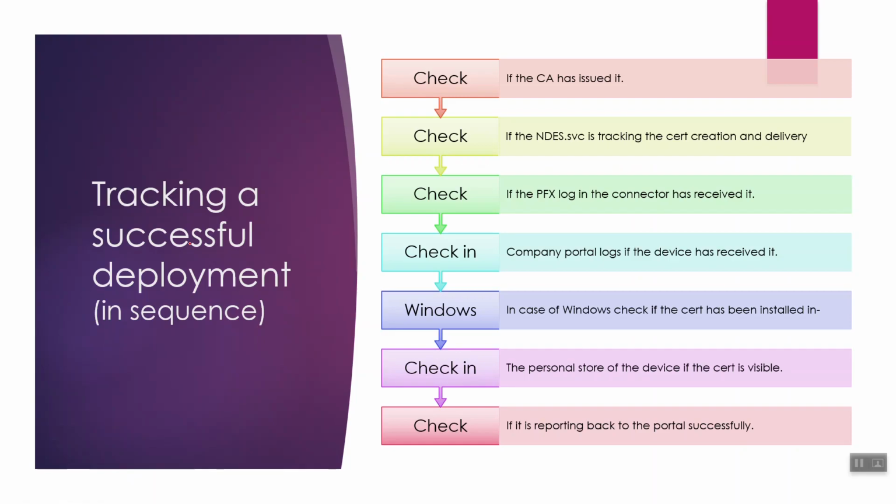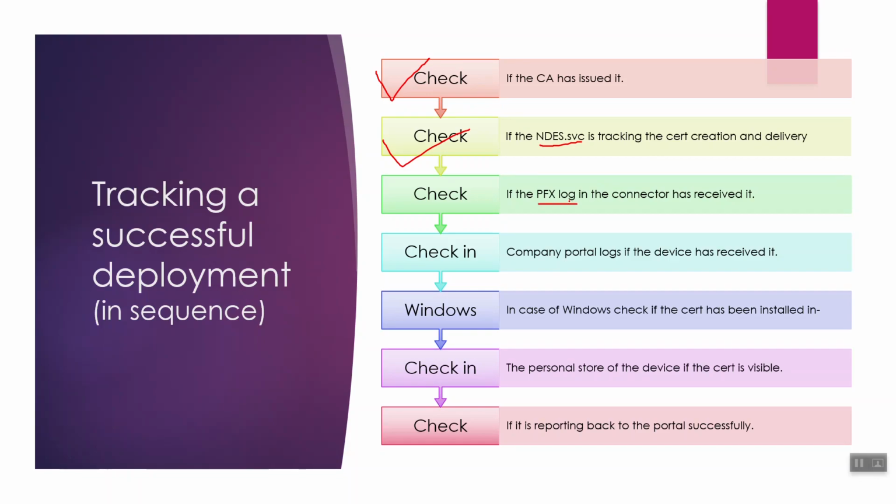Okay. Now this slide is actually talking about how we can track a successful deployment of a PKCS certificate. So the first thing that we will be checking obviously is whether the CA has issued it or not. If the CA has issued it, then did it get logged in the Intune connector or not? So as I said, Intune connector is the interface between the Intune service and the certification authority, right? So the EndS service log is one thing that we can check. Also in that same server, we have something called a PFX log.